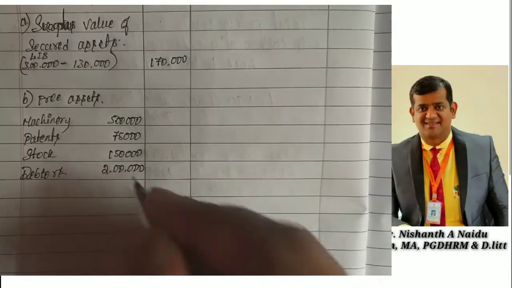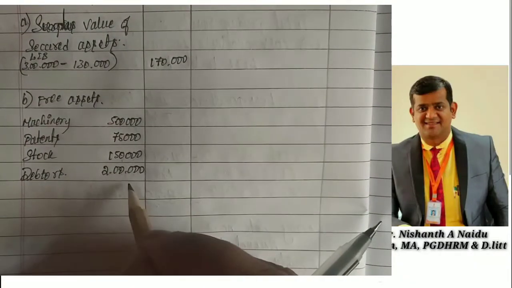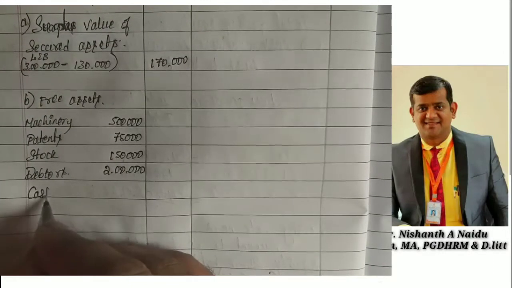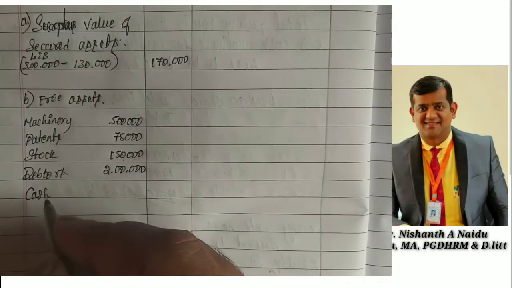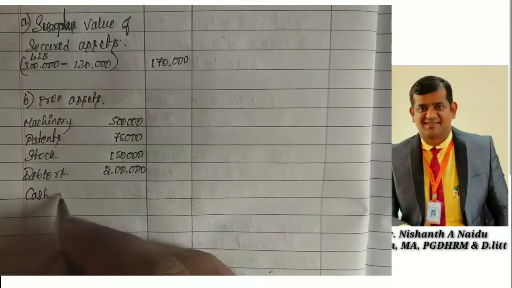Now total all of this, so you're going to get the free assets total value. But before that, don't forget to add cash in the old balance sheet. So how much cash at bank? 75,000, correct? Cash at bank.